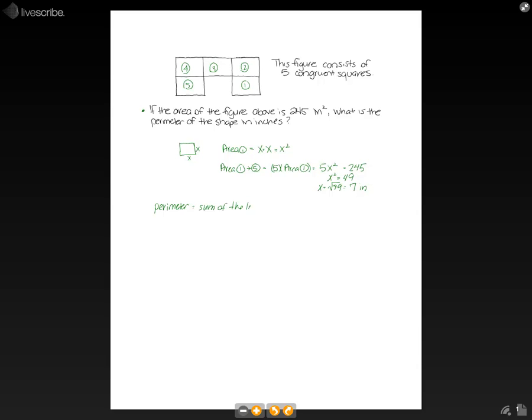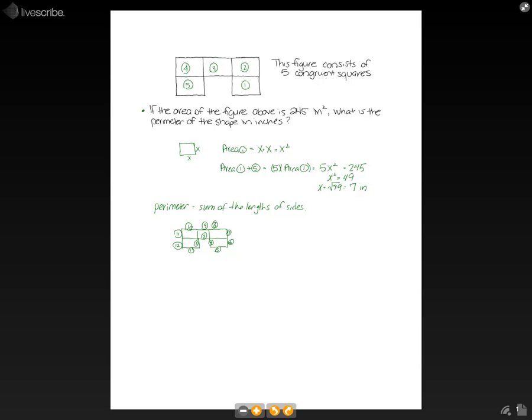Now, we need to remember that the perimeter of a shape is the sum of the length of all the sides added together. So the sum of the length of the sides. That means if we, again, redraw our figure, and we call this side 1, 2, 3, 4, 5, 6, 7, 8, 9, 10, 11, and 12.